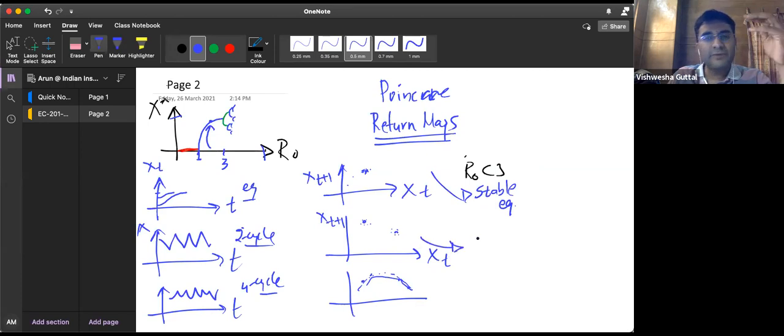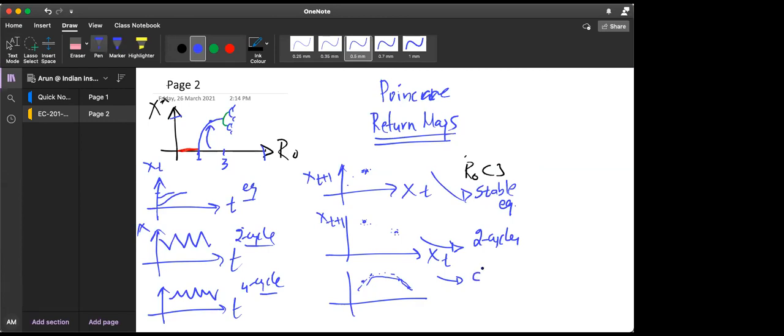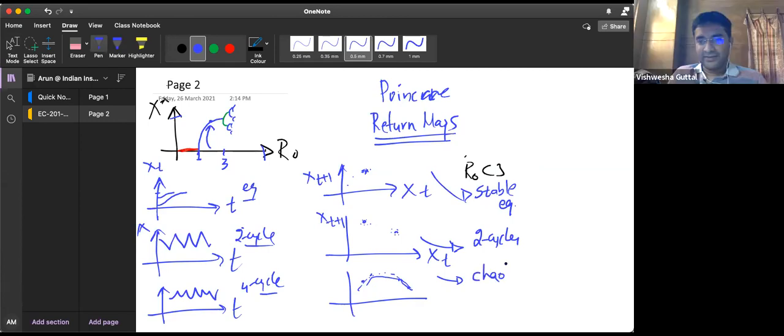If you are fluctuating between two clouds, what can you say? You may be able to infer that you are in a two-cycle regime. And likewise, if you find n distinctly identifiable clouds, you can say maybe you are in an n-cycle. On the other hand, if you had a much nicer arc, what can you conclude? Chaotic region. You are in a chaotic region, right?